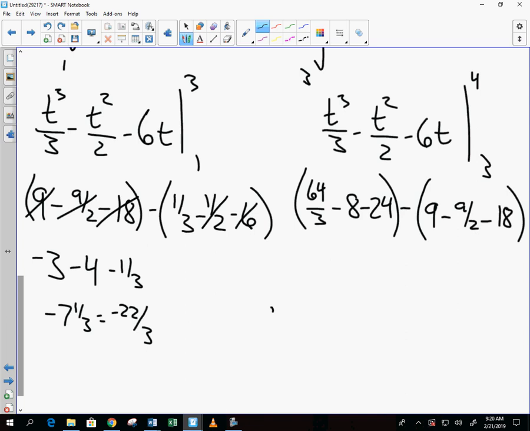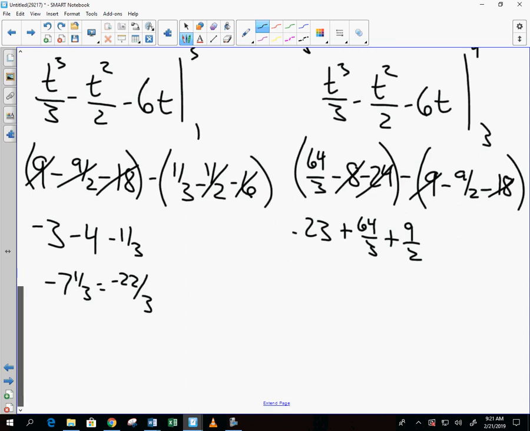All right, well, let's do some work here. Negative 8 minus 24 is negative 32 minus 9, negative 41 plus 18. Negative 23. So I got rid of that, and that, and I got a negative 23 out of the deal. Plus 64 over 3 plus 9 halves. Common denominator? 6. 23 times 6, 138. Negative 138 over 6 plus 128 over 6 plus 27 over 6.